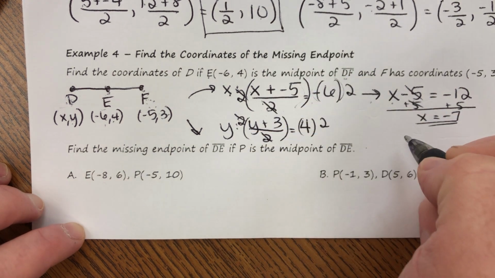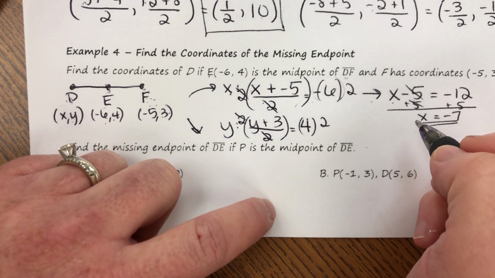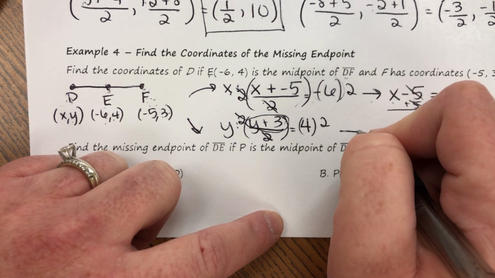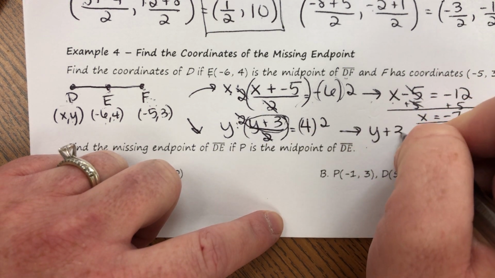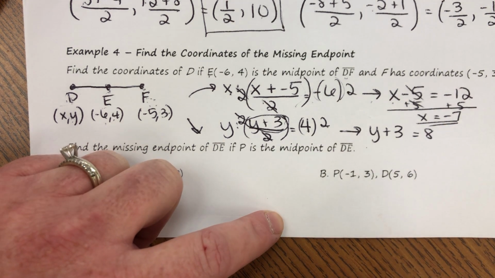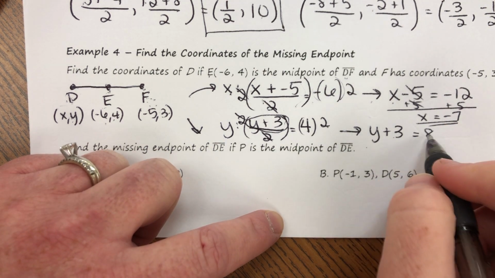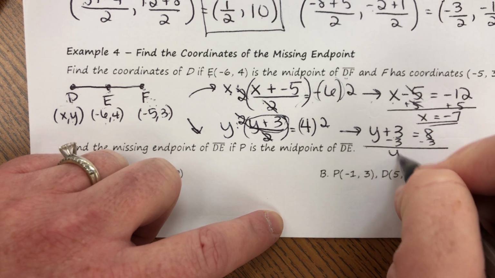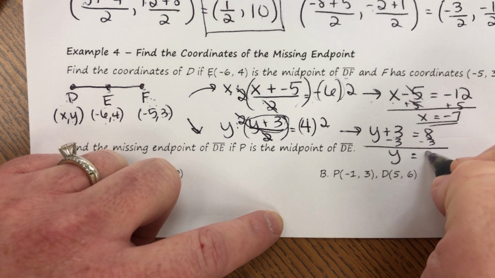And I have to do the same thing on this side. These 2's cancel. Sorry, this is looking messy. So I'm left with what's inside here: y plus 3 equals 4 times 2, which is 8. And then I need to subtract 3 on both sides of my equal sign. And that gives me y equals 5.